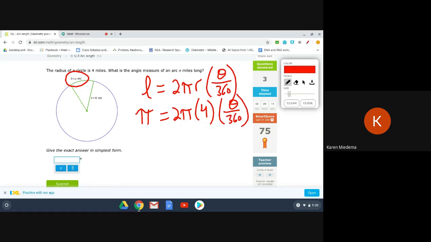Okay, so next we're going to go ahead and clean this up. 2 pi times 4 is 8 pi times theta over 360. Okay, we want to get the theta over 360 by itself, so we have to get rid of the 8 pi because it's being multiplied. To undo it, we want to divide both sides by 8 pi.